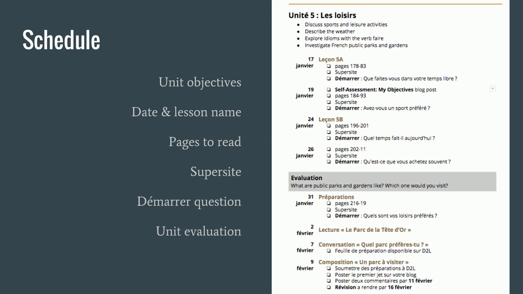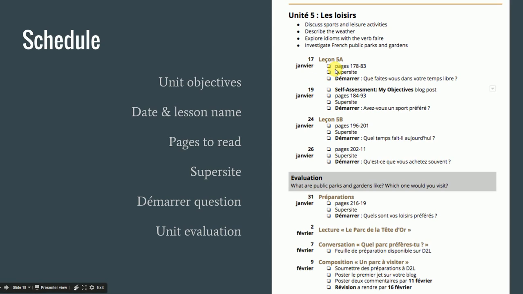So the schedule actually is really important. If you check on the syllabus, every single unit has a rather regular repetitive schedule. Every single unit is given and is articulated in the same way. They always begin with unit objectives. You see up here what we're going to be doing in Unit 5, very first unit this semester. And then there's going to be a date and the lesson name. So, Lesson 5A goes over both the 17th and 19th of January next week.